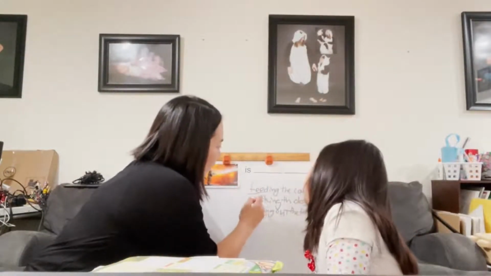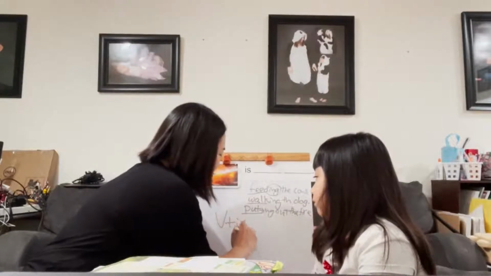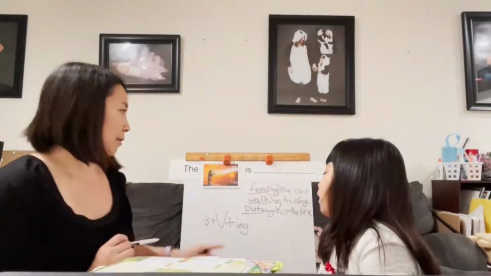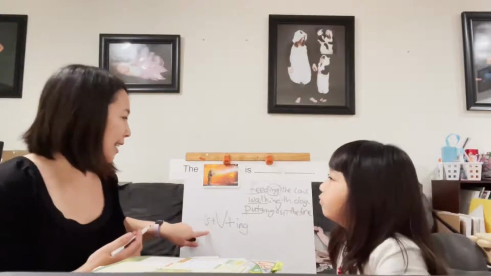Okay. Right. So if you had a higher level student, like maybe Saida, we could talk about what verb form we're using. So Saida, this is present progressive. Do you notice there's a verb, feed, walk, put? What are we putting at the end of it? ing. Good. So it's verb plus ing, right? Somebody is feeding the cows. The police is walking the dog. Okay? Thank you.